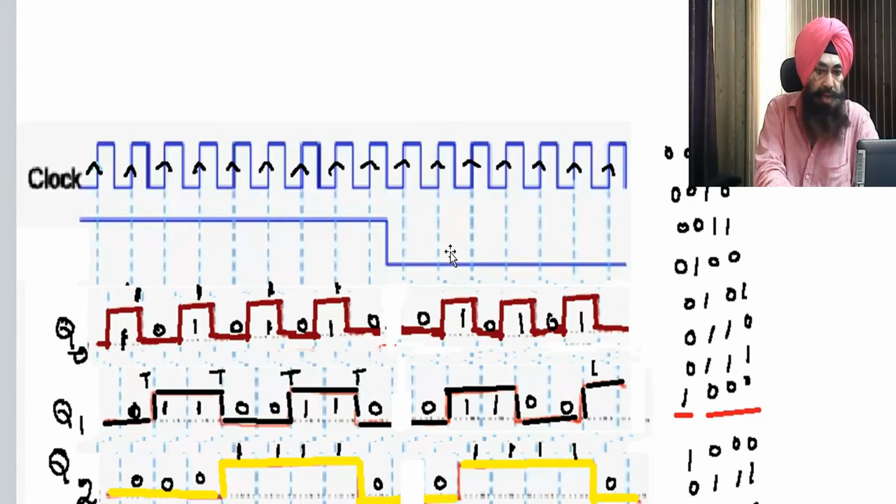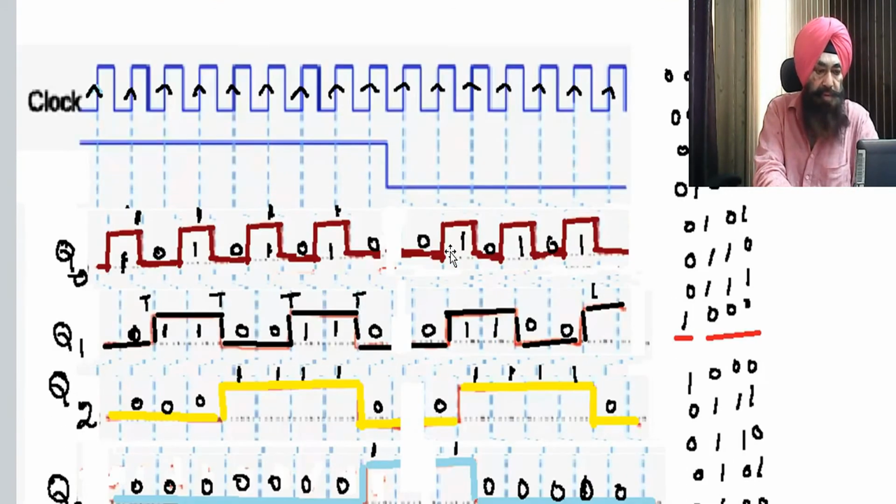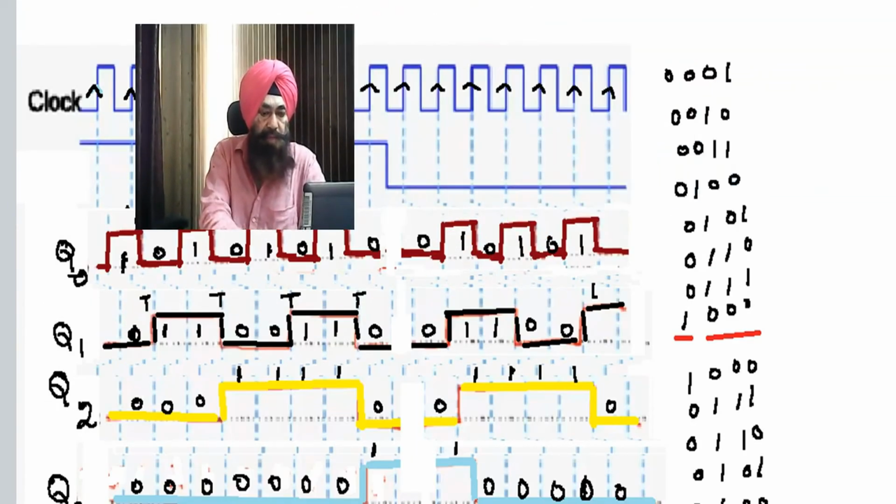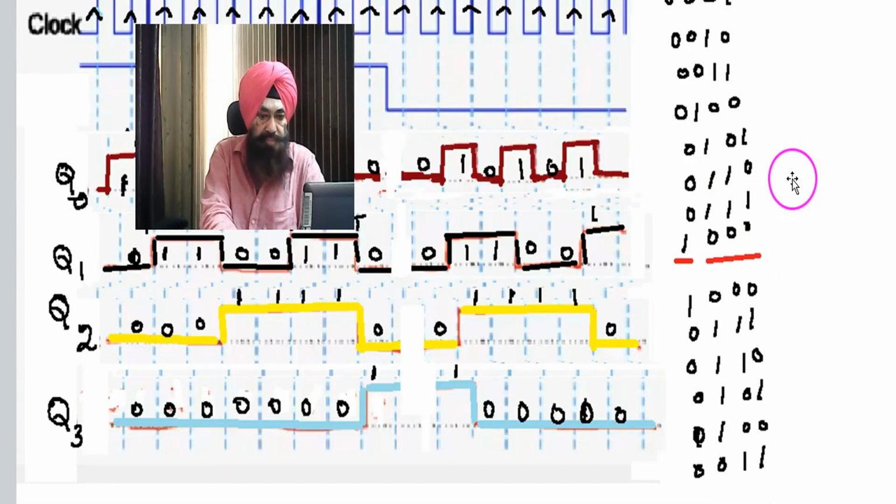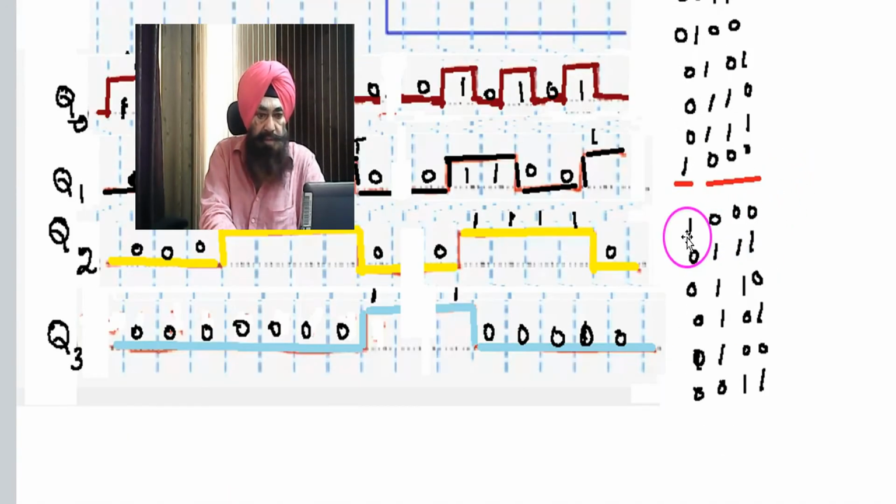So lastly, these are the timing diagrams for up and down counters. So first of all, this is up counting: 0, 1, 2, 3, 4, 5, 6, 7, 8. Then 8, 7, 6, 5, 4, 3, and so on.